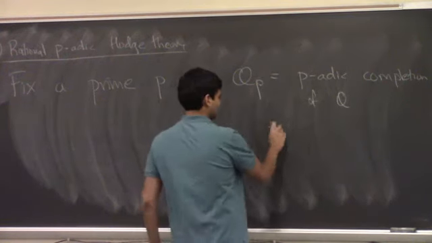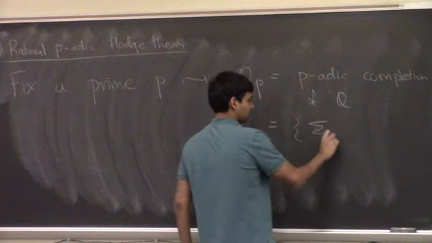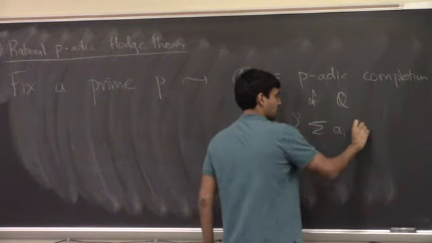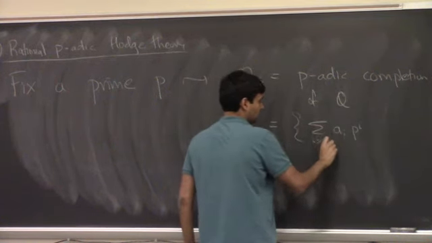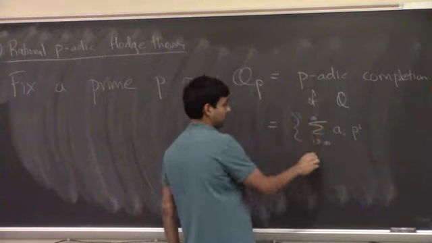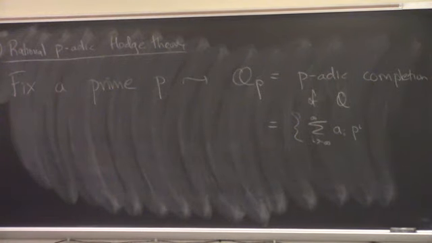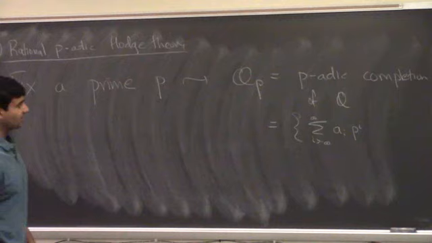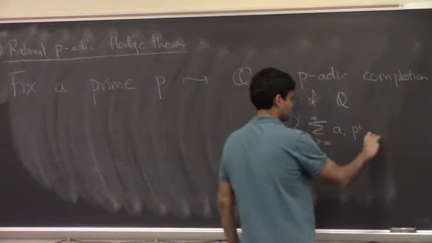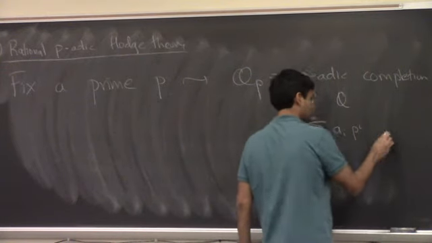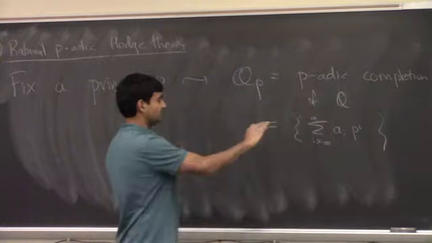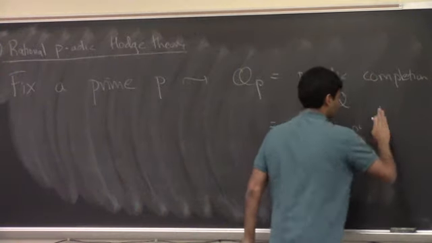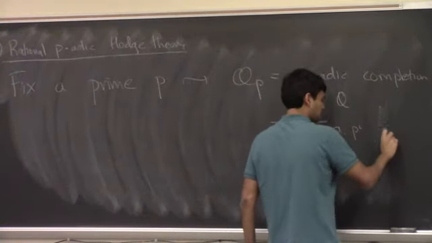Okay, so as a set, for example, you can think of any element here as given by a power series, sum of a_i p^i, which starts off somewhere to the left of 0. So maybe there are finitely many coefficients involving a negative power of p, but most of them involve a positive power of p. But that's kind of a vague description.